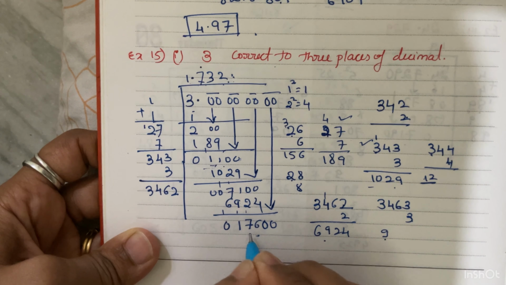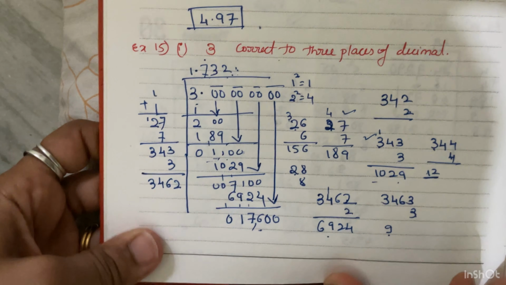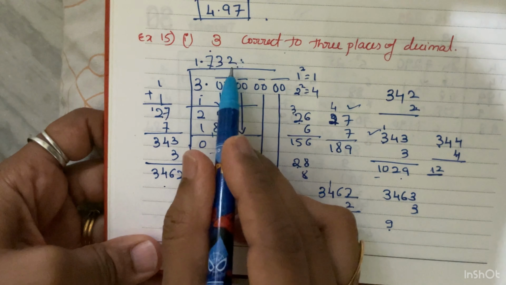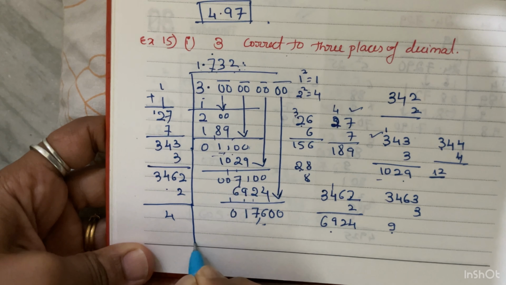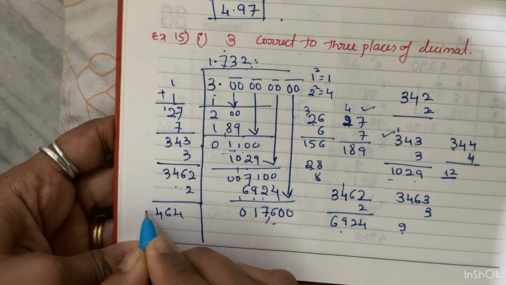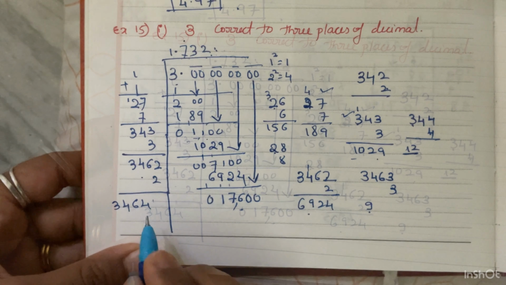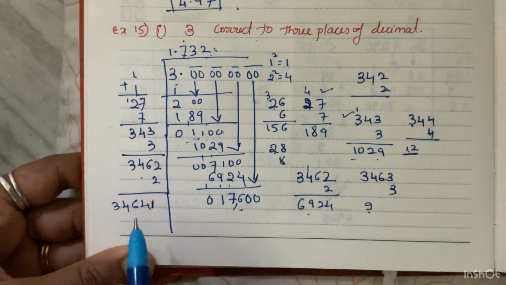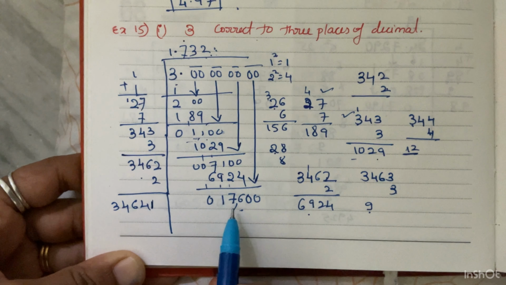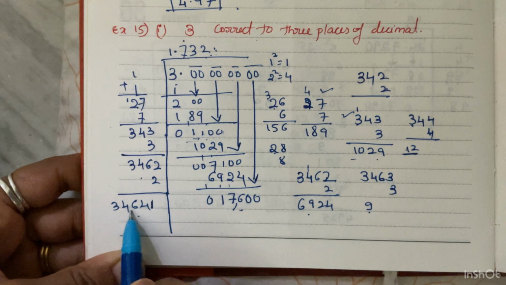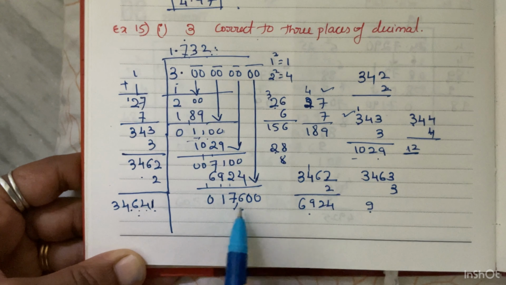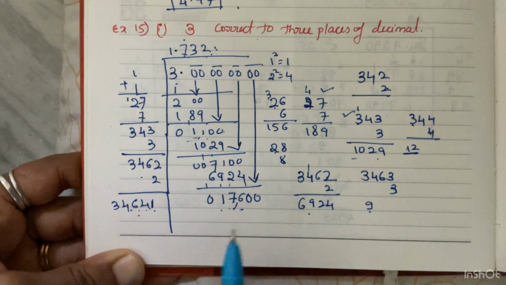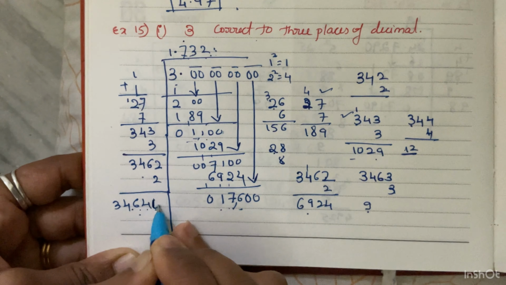So now we got 17,600. Here we need to add this, so after addition I'll get 4643. Now if you write 1 also here, the number will be bigger than this, right? Yes or no? It will become 34,641, but the number we have is only 17,600. So what I will do, I'll place 0 here now.